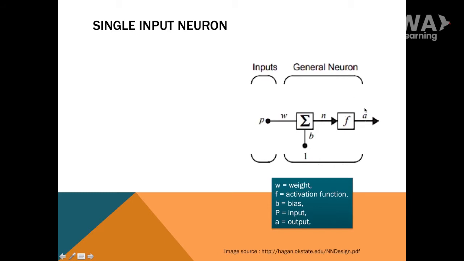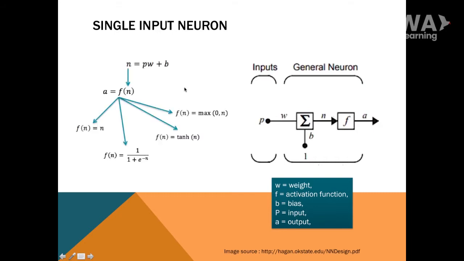To produce the output, we have to calculate N, and N is the value of input multiplied by weight plus bias. After that, we use N as the input to the activation function to get the output value. The activation function can vary. Some of the functions that you can choose are identity function, sigmoid function, tanh function, and ReLU, and many others.